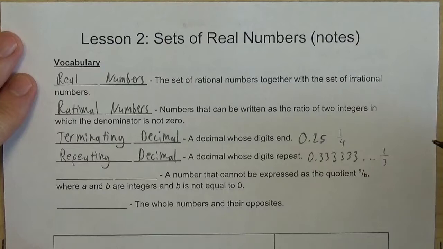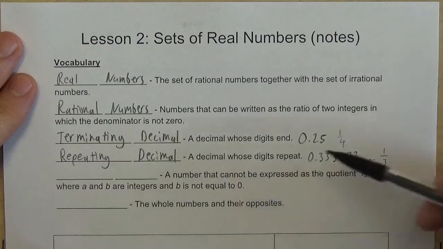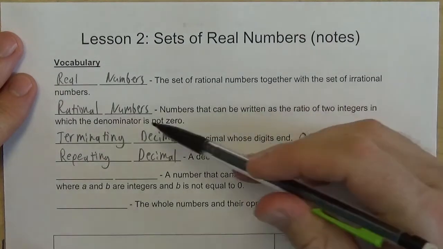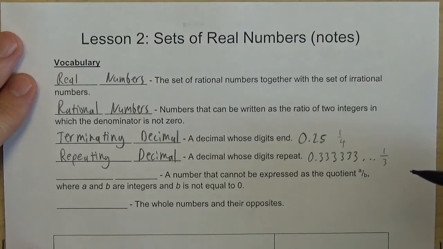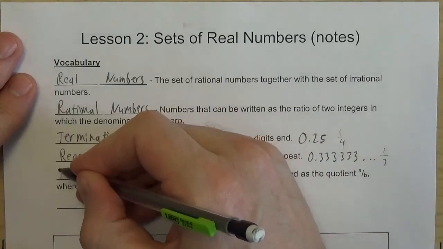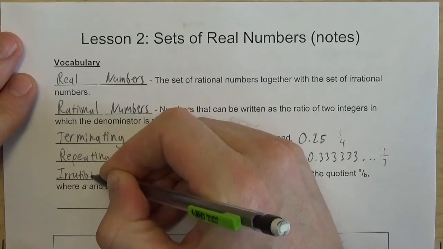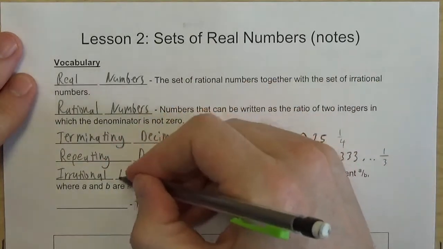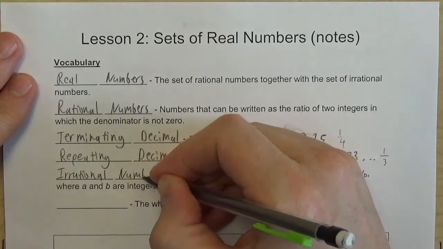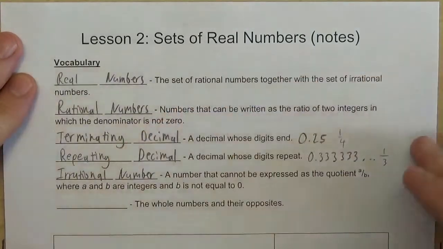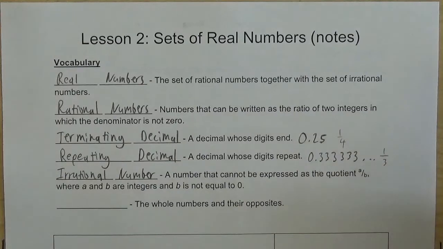A number that cannot be expressed as the quotient a over b, or as this ratio, where a and b are integers and b is not equal to 0. So basically the opposite of a rational number. It can't be written as a ratio. That's what we call an irrational number. So irrational numbers cannot be written as a fraction. They go on and on forever as a decimal, and they never repeat. So we'll talk more about what that looks like here in just a minute.